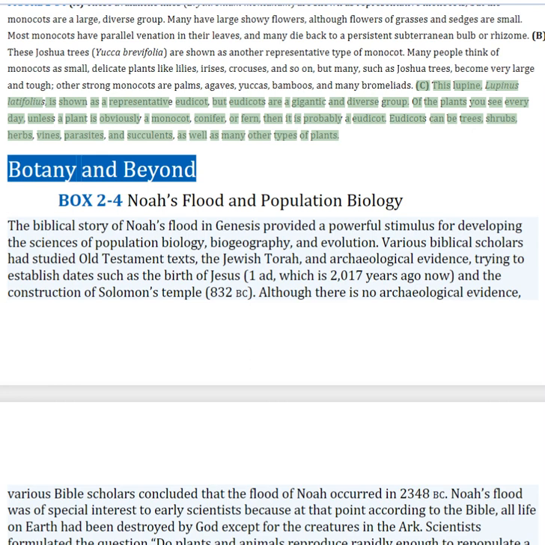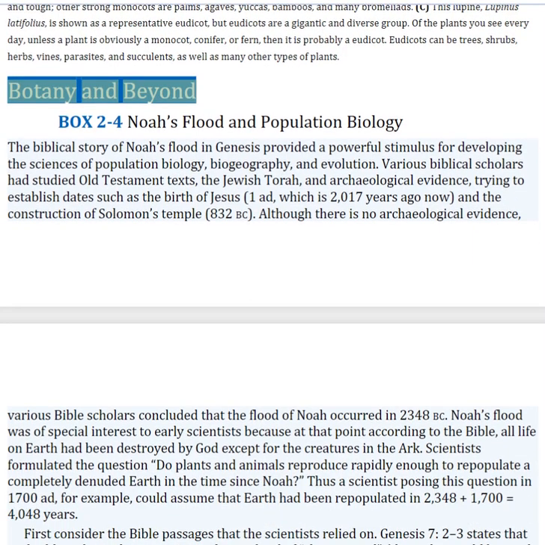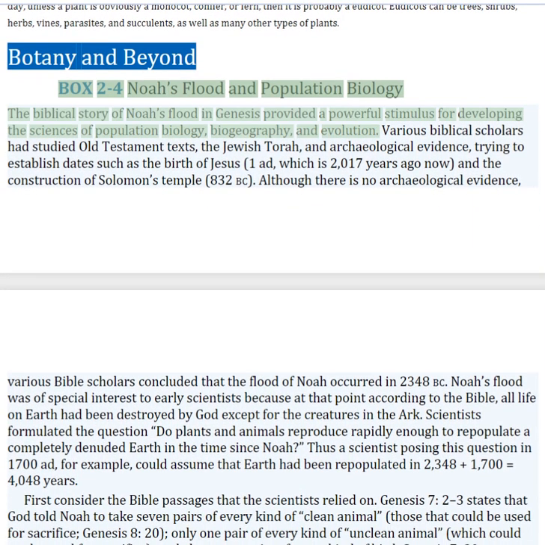Eudicots can be trees, shrubs, herbs, vines, parasites, and succulents, as well as many other types of plants. Botany and Beyond, Box 2-4: Noah's Flood and Population Biology.